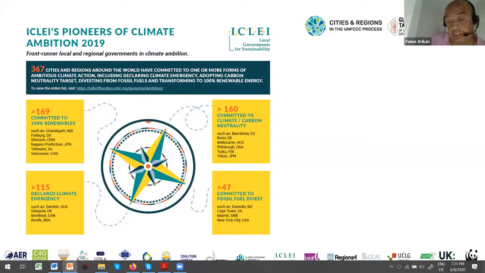So in the UNFCCC, what we are trying to bring towards COP26, and these are the cities that we are also putting in the Race to Zero, we have cities who have committed to 100% renewables. We have cities who have committed to carbon neutrality or climate neutrality. We have cities who declared climate emergency, and they are divesting from fossil fuels.